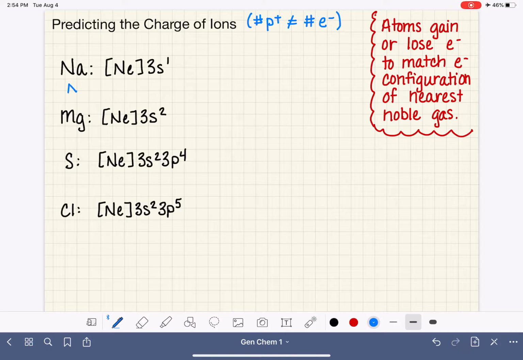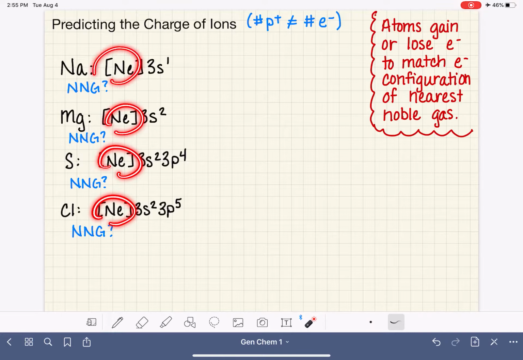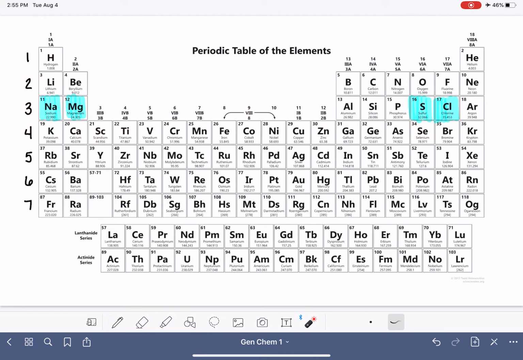I'm just going to abbreviate nearest noble gas. For all of these, we're looking for the nearest noble gas, and of course we're going to have to go back to the periodic table to check this out. Now you might be saying, can't we just assume that neon is the nearest noble gas for all of these? And the answer is unfortunately no. The noble gas that we use for abbreviating electron configurations is the last noble gas, not necessarily the nearest noble gas.